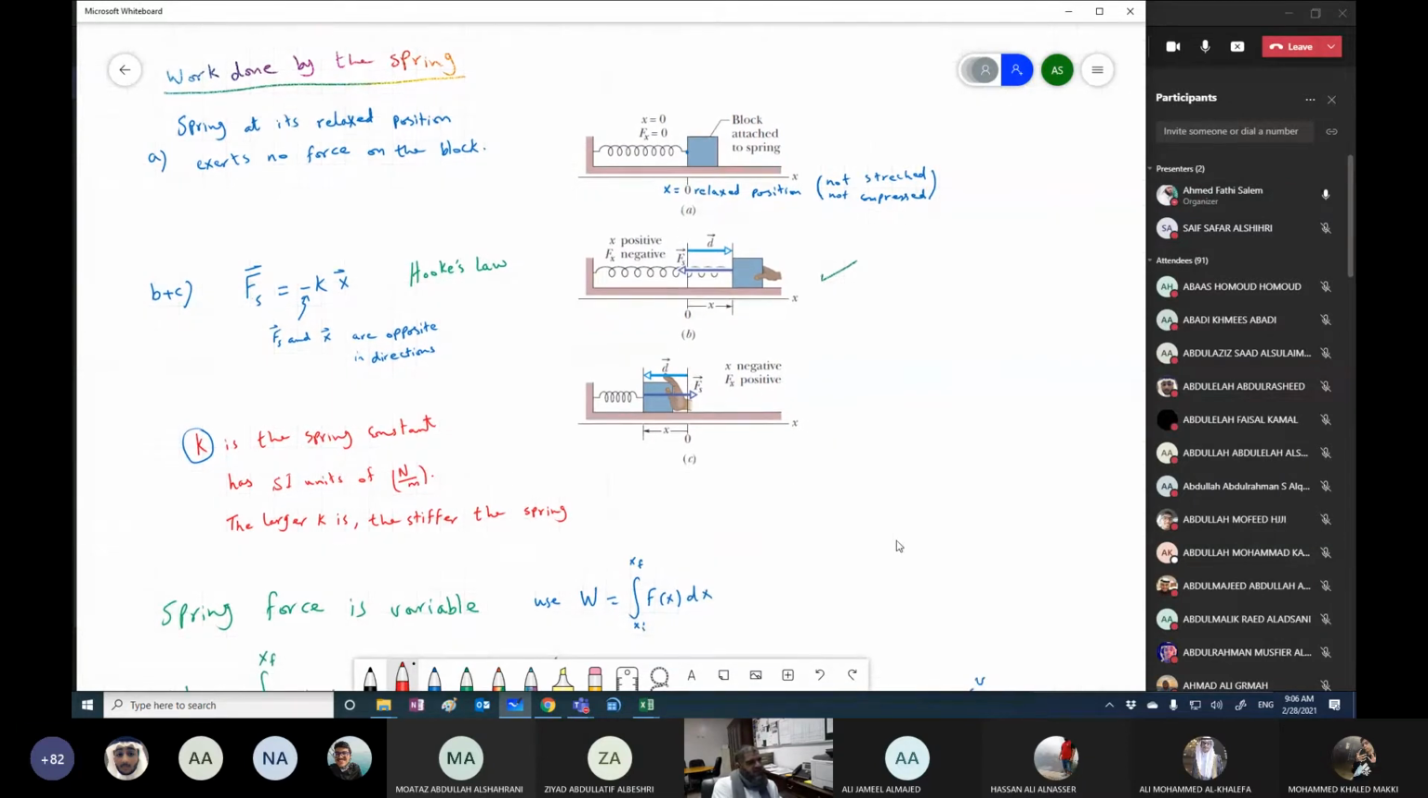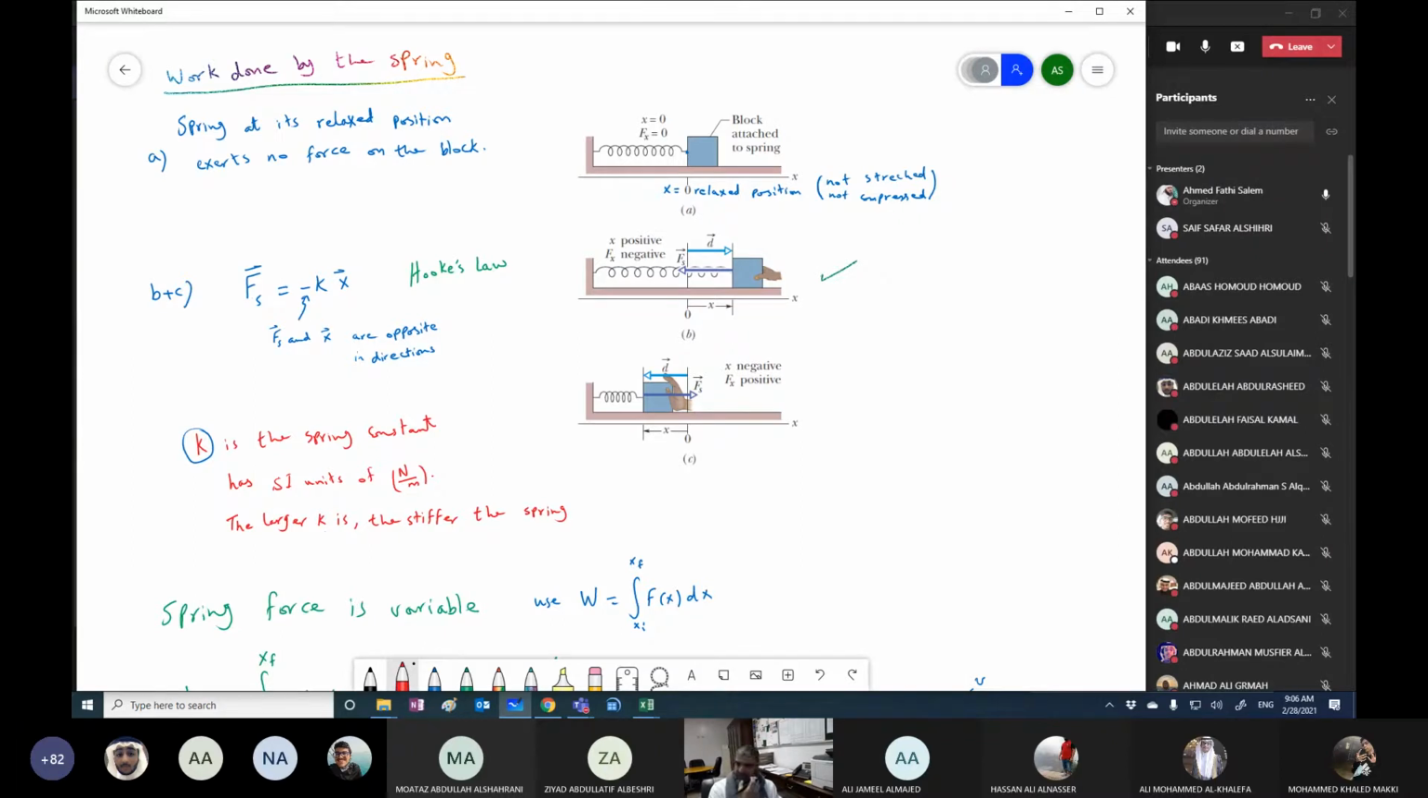What is K? What is this K we see here in this problem? It is the spring constant and it has SI units of Newton per meter, because K equals F divided by x. F has units of Newton, x units of meter. So the SI unit for K is Newton per meter. It is the spring constant. What does this K tell us? The larger the K is, the stiffer the spring will be.